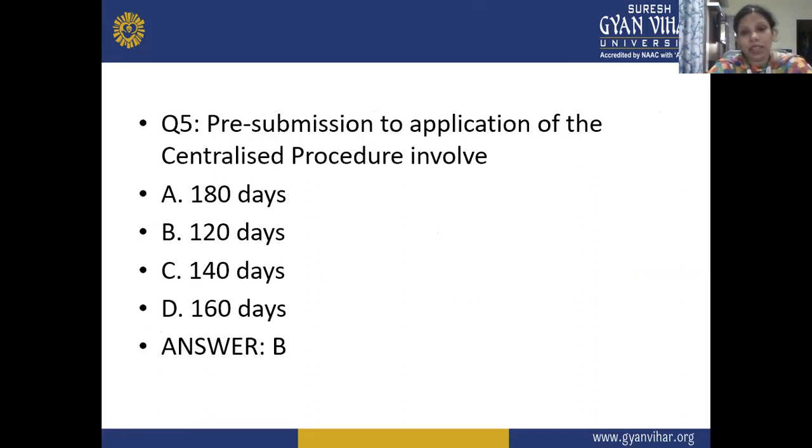Now, the pre-submission to application of the centralized procedure involves either 180 days, 120 days, 140 days, or 160 days. So answer B is correct, that is 120 days. The pre-submission to application of the centralized procedure involves 120 days. Answer B.